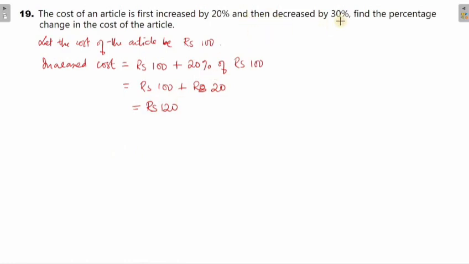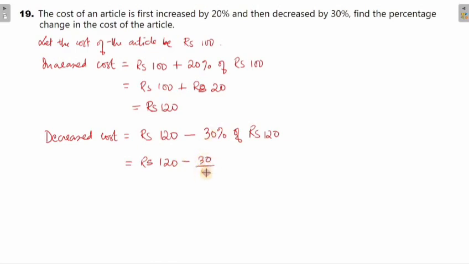Now after that it is decreased by 30%, isn't it? So your decreased cost, let's say, will be equals to, see, first and foremost we have got this number. Okay, so since it is decreased, I have to write minus 30%. Now it is decreased by 30%, right? So 30% of the number is rupees 120. So this is rupees 120 minus 30% means 30 by 100 into rupees 120.